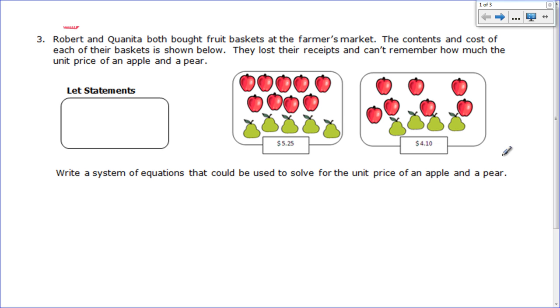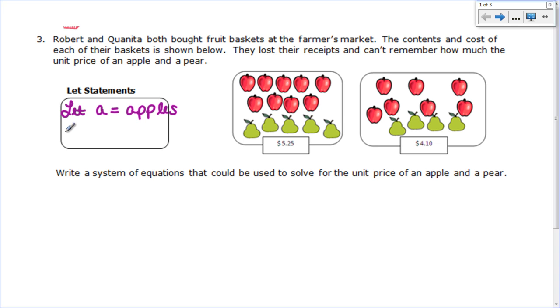apple and one pear. First thing we're going to do is write let statements, which is where we write a statement that says let the variable I choose represent this item. So I have apples and pears here. So my let statements are going to look something like this. I'm going to say let A equal apples. The purpose of a let statement is so that you will know what variable represents which part of the problem. It makes sense in this one because I'm going to use A for apples, but if I had wanted to use X and Y, then I would know X represented this part of the problem and Y represented this. It gives you so you know what the variables represent.